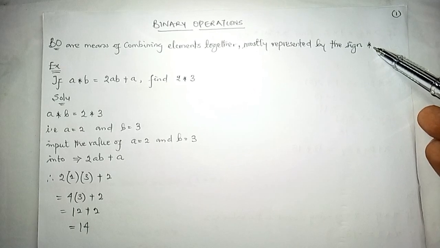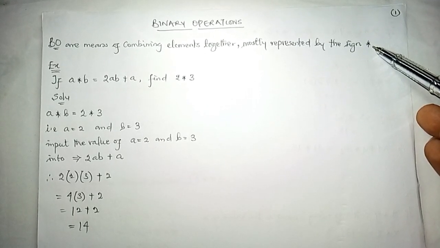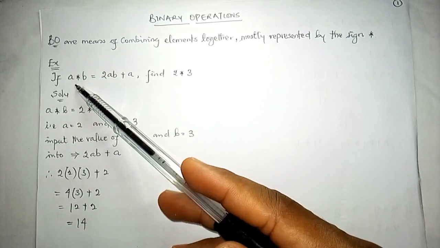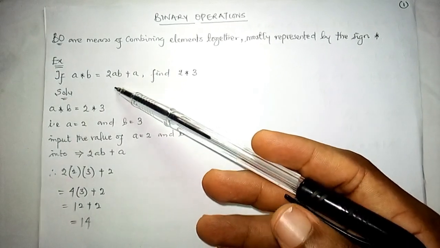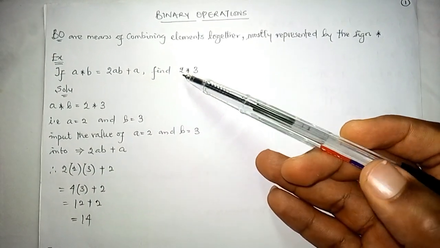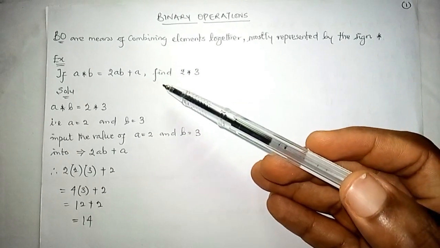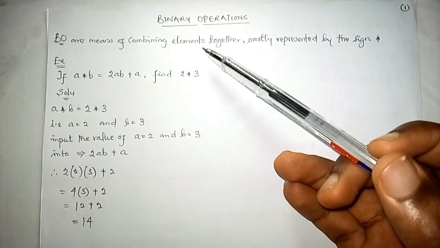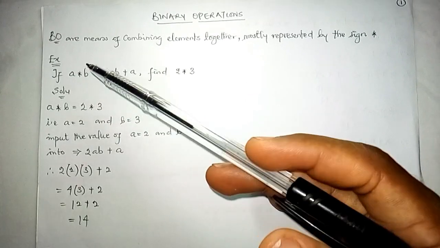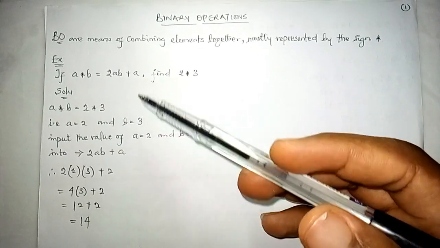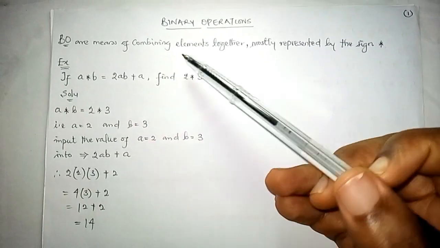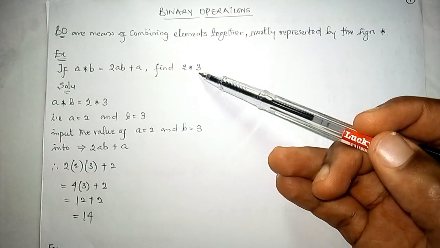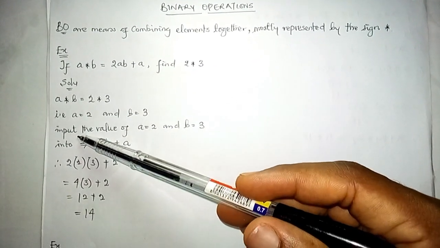When you are bringing two elements or variables together, for example, a and b, like we have in the first example: if a * b equals 2ab plus a, find 2 * 3. Here, you represent your 2 by a, and you represent your 3 by b. Wherever you find a, you have to fix in the value of 2, and wherever you find b, you have to fix in the value of 3. So that's why we went to the next step.